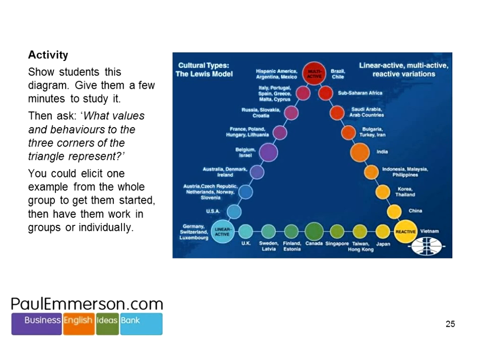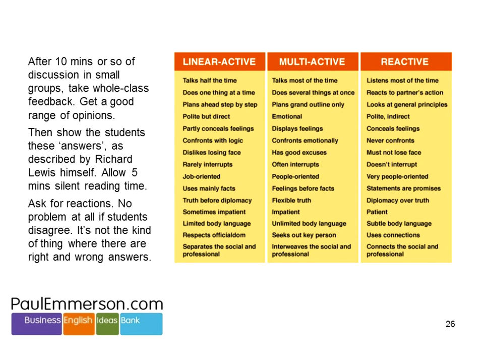You'll find them on exactly the same page in Google Images that you did when you typed out the Lewis model, or you can simply take them from this slideshow. Here are the answers: linear active, multi-active, and reactive. So we're not going to read through all of these, but let's just have a quick look. Linear active talks half the time, multi-active talks most of the time, reactive listens most of the time.